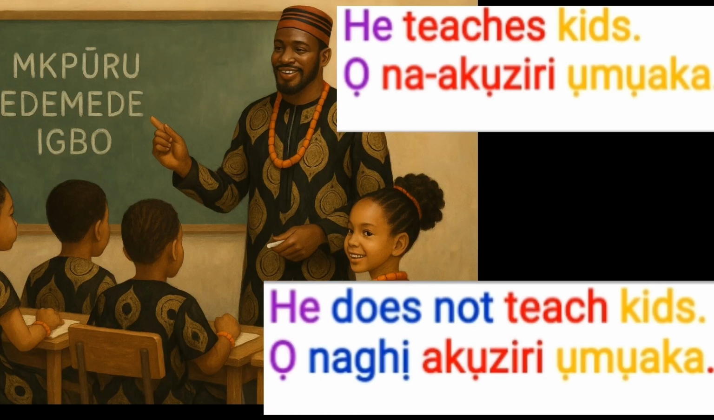Next, we have he teaches kids. Ọ na-akụziri ụmụaka. For the negative, we have he does not teach kids. Ọ naghị akụziri ụmụaka.